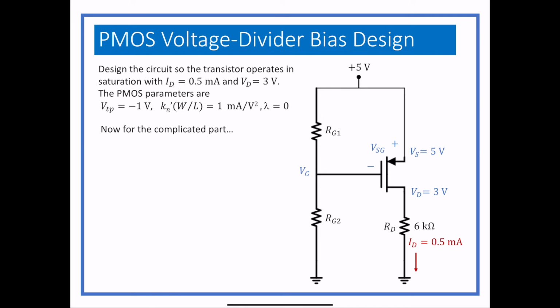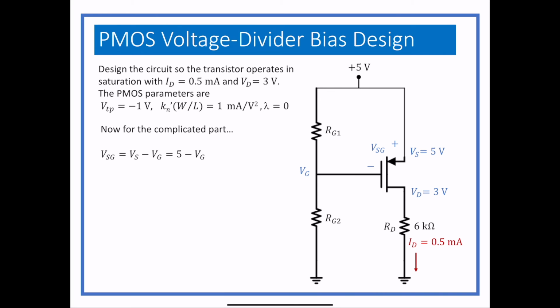We know that the source voltage is 5 because it's connected directly to 5 volts. We know that the drain voltage is 3, so the source to drain voltage would be 2. We need to find the source to gate voltage and the gate voltage. So we can come up with an equation that describes the source to gate voltage, which is just 5 minus whatever the gate voltage is.